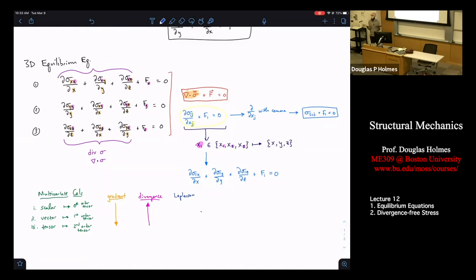And remember, did you cover Laplacians? You probably encountered these. The Laplacian is the divergence of a gradient. So what does that do? What does the Laplacian spit out for you?